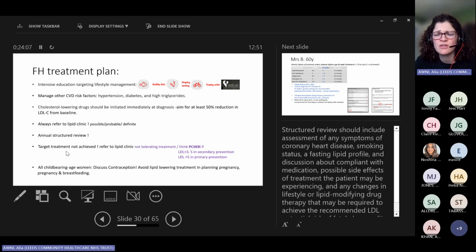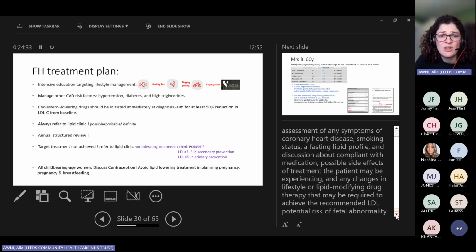The structured review includes what we normally do. We assess for any symptoms of coronary heart disease, smoking status, and a fasting lipid profile. We'll discuss if the patient is compliant with medication and if they have any possible side effects from the treatment. Any update with the lipid treatments, are they reaching their targets, and making sure that we help them lower their LDL as low as possible to lower their risk.